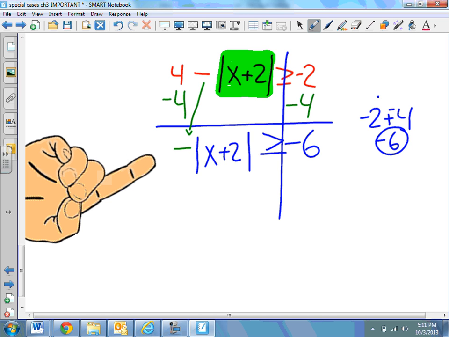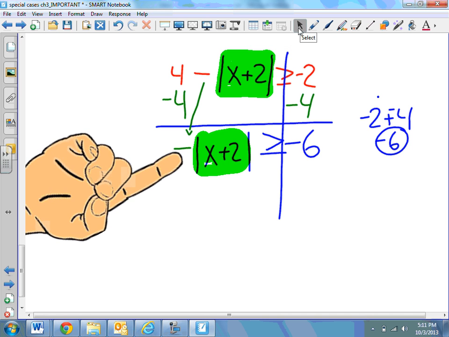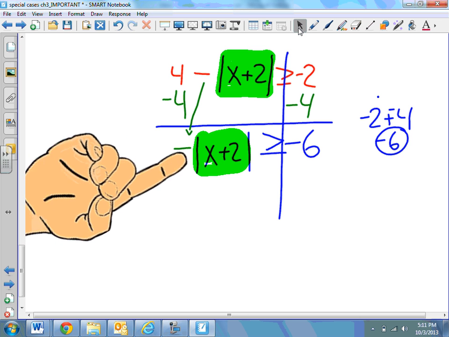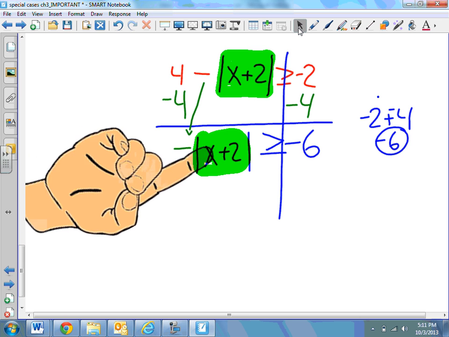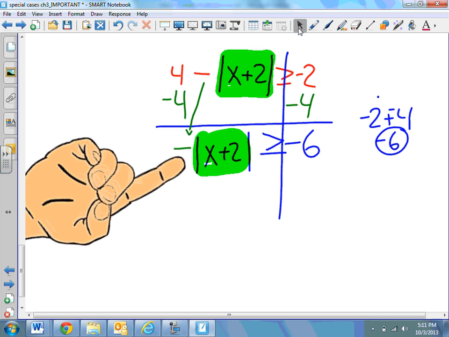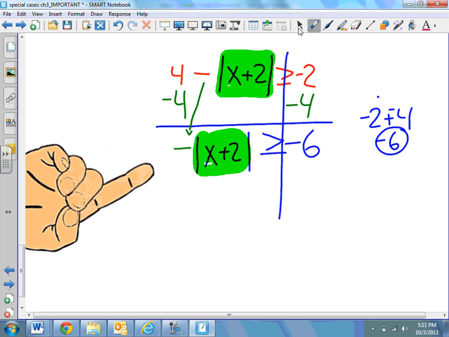Well, you're not done isolating. This thing isn't by itself yet. You still have to get rid of this sign right here. How do you get rid of this little negative there? Well, this negative is like timesing this. So the other way to get rid of a negative when it's multiplying is to divide it. So I'm going to put a little imaginary 1 here. That's going to help me out. I'm going to divide by negative 1, divide by negative 1.